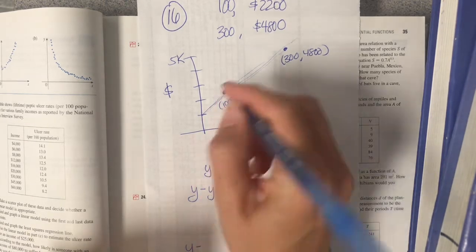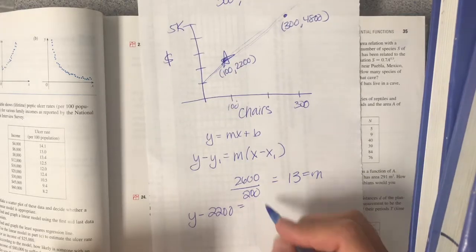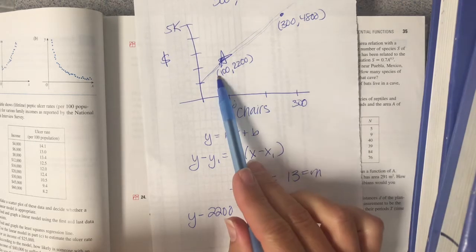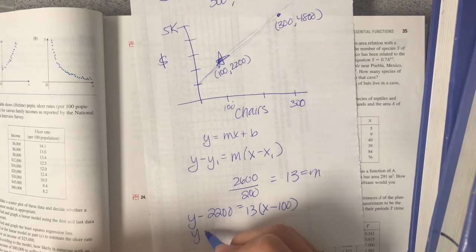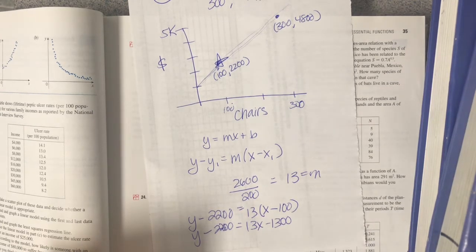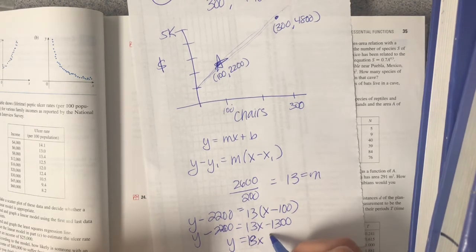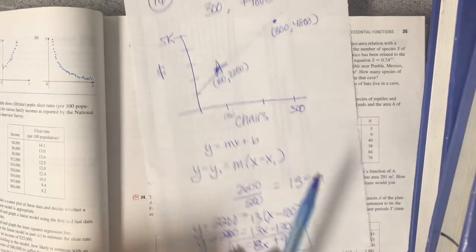Then let's plug this in. y minus 2200 equals the slope 13 times x minus 100. You could leave that in point slope form, or get slope-intercept form: 13x minus 1300. Now I'm just going to add the 2200 to the other side. So y equals 13x plus 900. That is the equation of this best fit line.